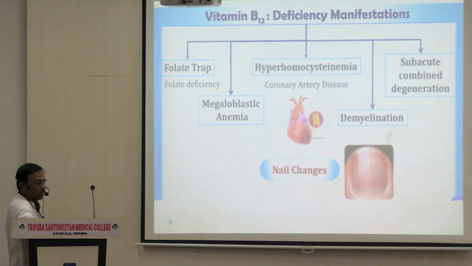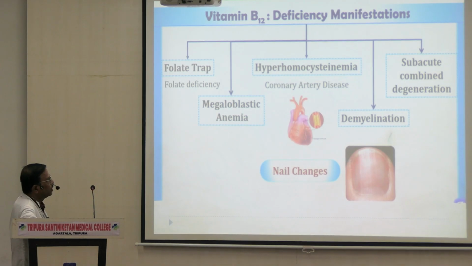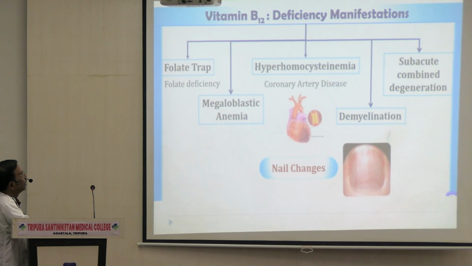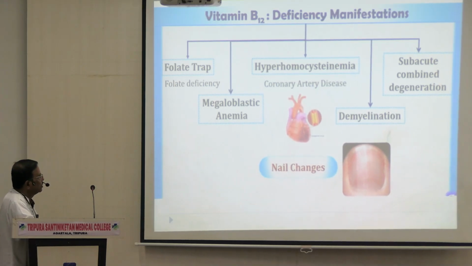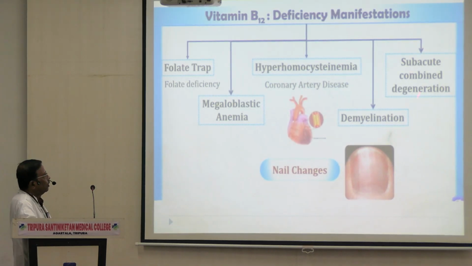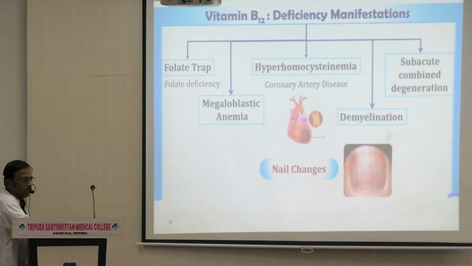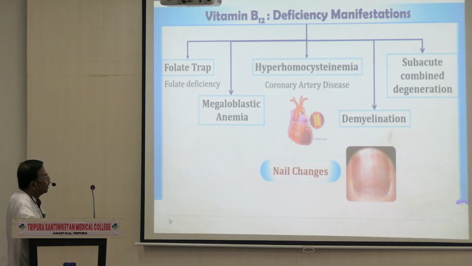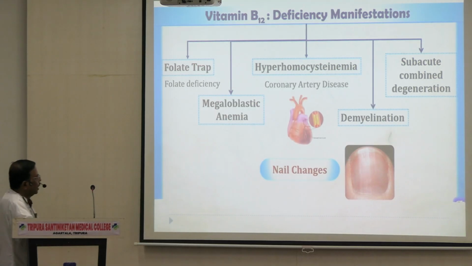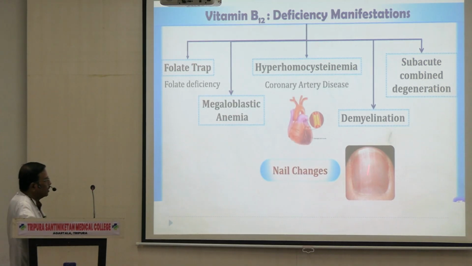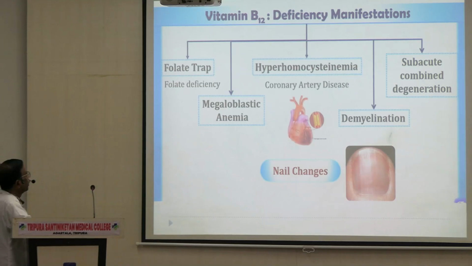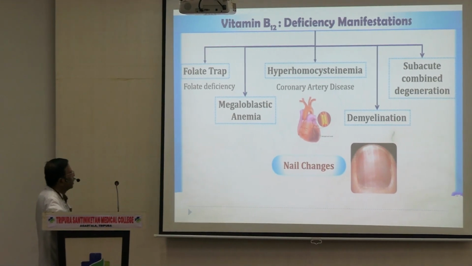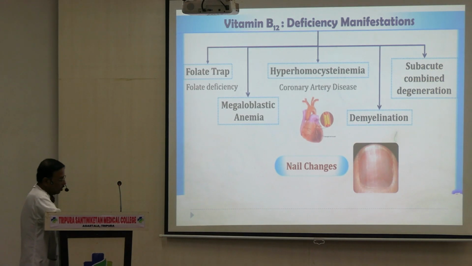Folate trap, hyperhomocysteinemia, and subacute combined degeneration. These are the deficiency manifestations. These are because of the demyelination and abnormal fatty acid synthesis. Nail changes: there are ridge-like changes in the nail, and in megaloblastic anemia, what has been explained in folate trap and folic acid deficiency, the same cause is there.